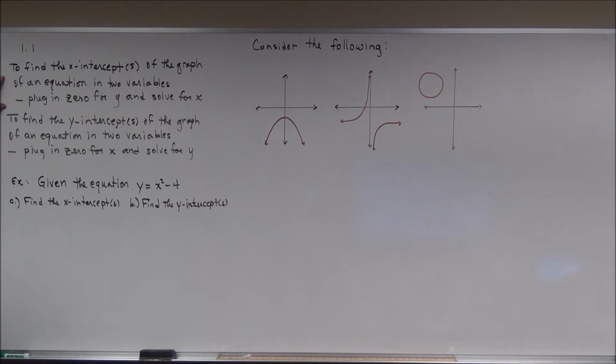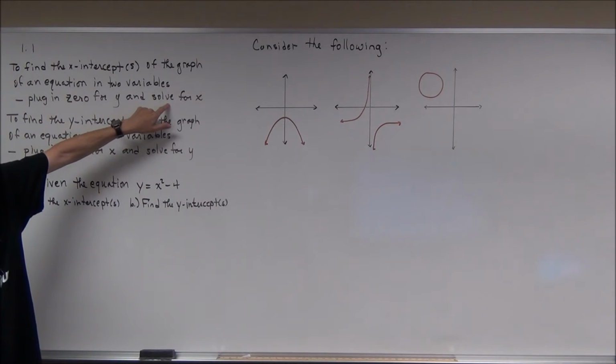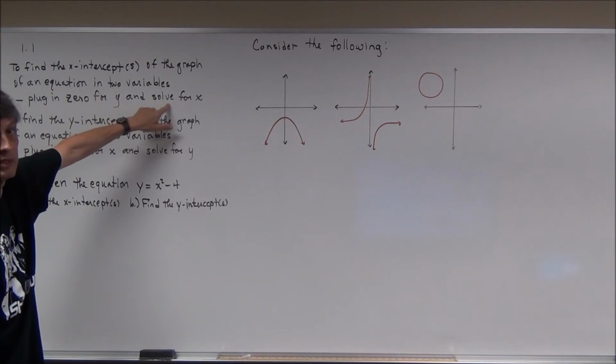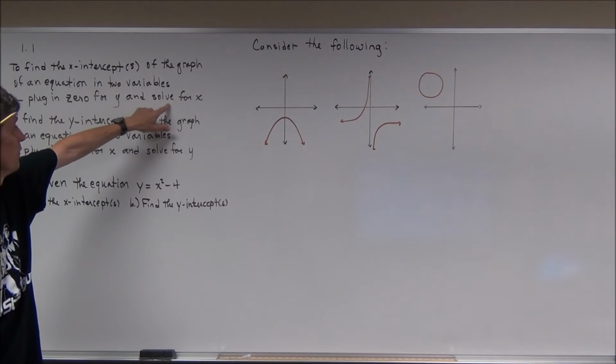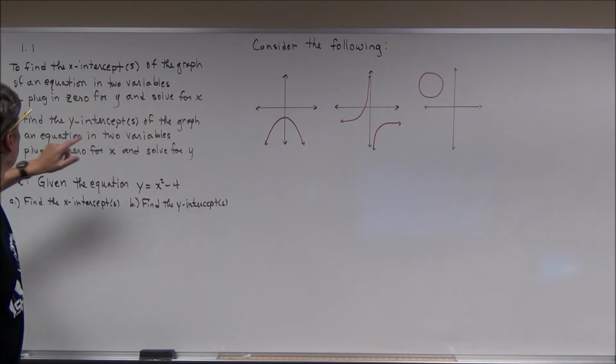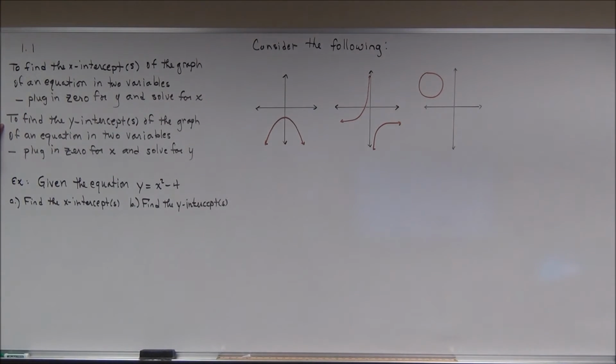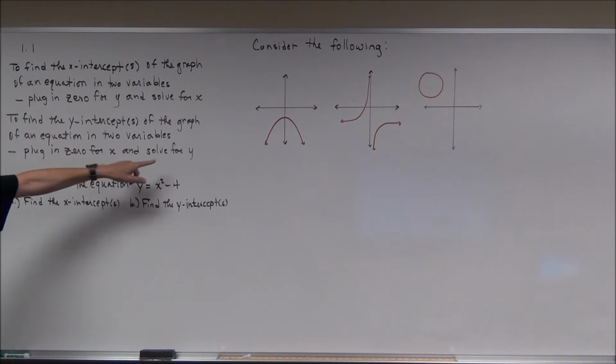You can just follow these two simple rules. To find the x-intercept, or intercepts, of the graph, if you have two variables, plug 0 in for y, solve for x. Now of course that might mean you're solving a linear, you might be solving a quadratic, things that we reviewed in the prerequisite chapter. To find the y-intercepts of a graph of an equation in two variables, you just reverse it. You plug 0 in for x and you solve for y.